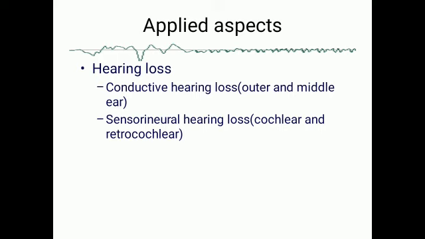Whereas in sensory neural hearing loss, the problem is either in the sensory organ, that is the cochlea, or a neural problem, that is beyond the cochlea, the retrocochlear region. It may be either in the auditory nerve or in the brainstem. So that is the sensory neural hearing loss.